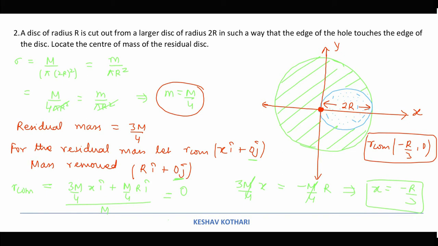I am once again repeating the concept which we have taken over here. The concept is simple. If I put back the removed portion, then the center of mass must come back to its original position. So that is what we are using over here. So I am considering it as a two system, in which we have the residual mass as system number 1 and the removed mass as system number 2. And then we are applying the formula m1 r1 plus m2 r2 upon m1 plus m2, which must come back to the origin, that is the initial position of center of mass. Let us move to the next problem.